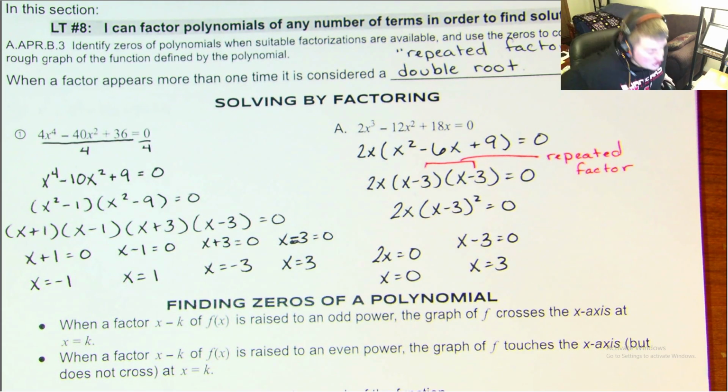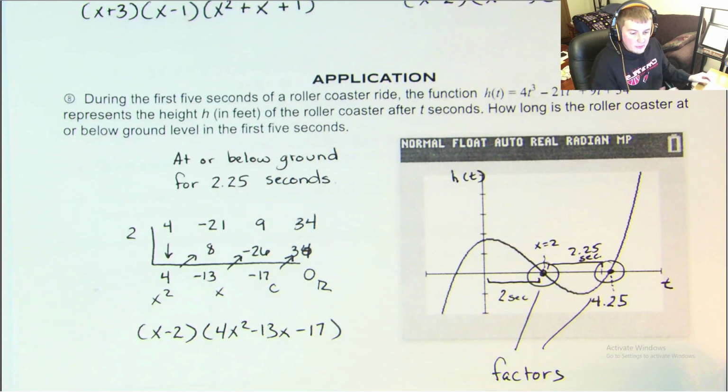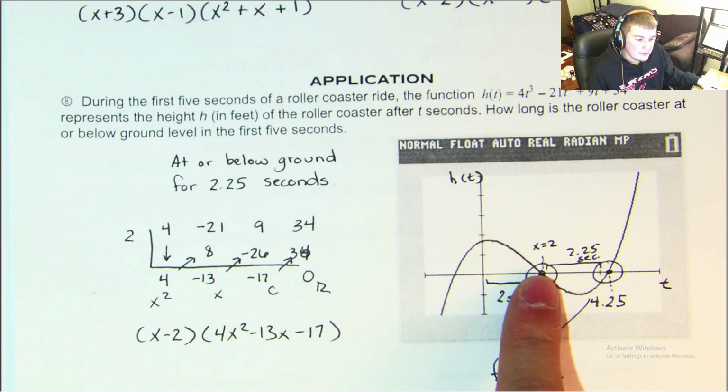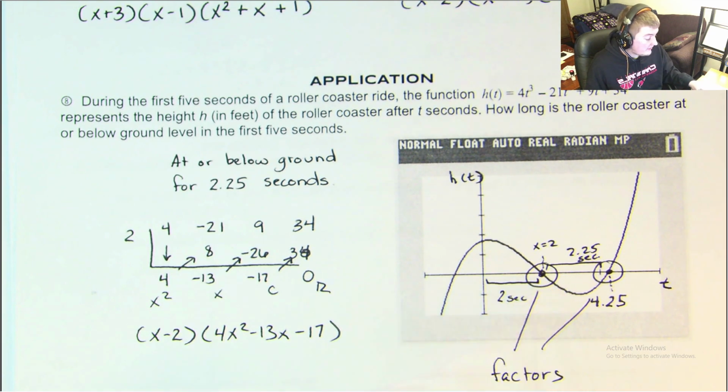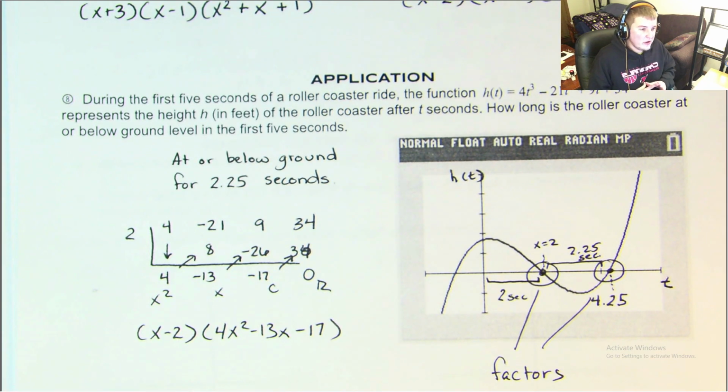Okay, so now let's flash back to the previous section where we had this word problem. We mostly used a calculator to solve it, but we did see that if my graph crosses at x equals 2, that means that x minus 2 is a factor, because positive 2 is the value that's going to make this equal to 0. So if we have identified where a graph crosses the x-axis, that is going to be a factor. Or if I know what a factor is, that is going to be where it crosses the x-axis.